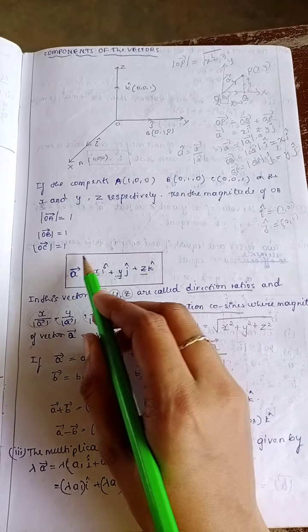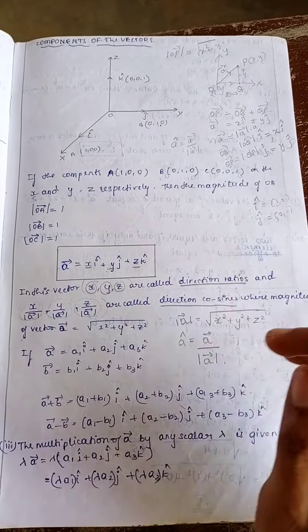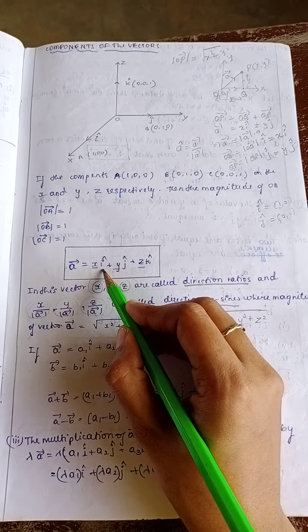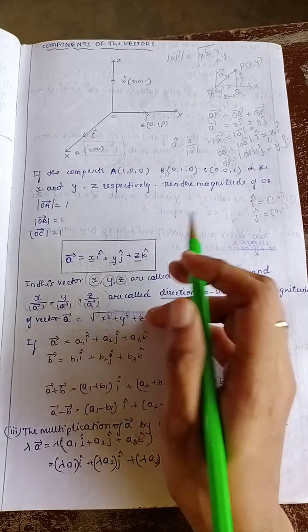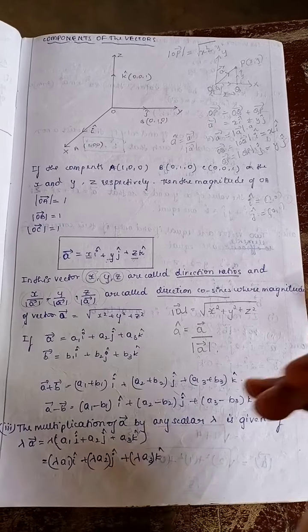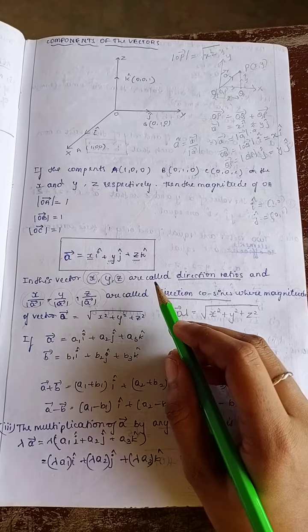This is the representation of any vector in a three-dimensional plane having unit vectors I cap, j cap and k cap. X, y, z are the coordinates of that point P of x, y, z along the x-axis, y-axis and z-axis.